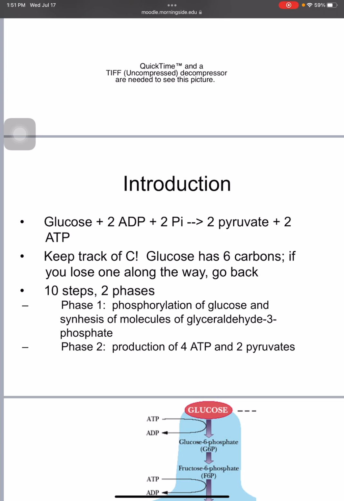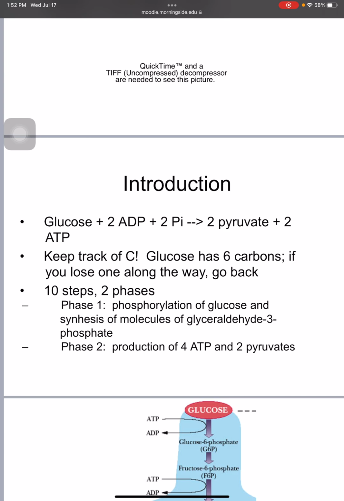Remember, you need to keep track of the structures and reactions that are happening along the way. Count your carbons, right? If you're missing a carbon, go back along the way, see where you lost one, because up until the halfway point of glycolysis, you should have 6 carbons. We'll eventually get to a point where those are split, and you'll have 3 carbons per reaction to keep up with. All right? So be sure to count your carbons.